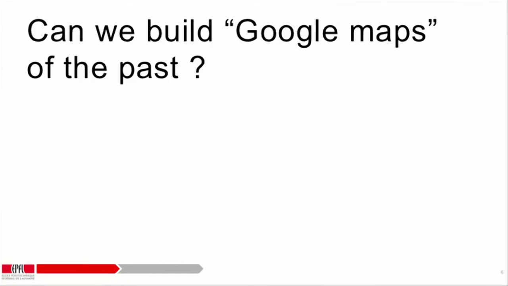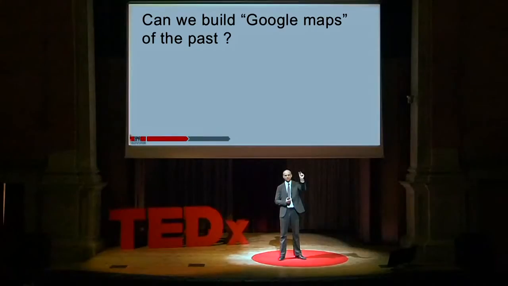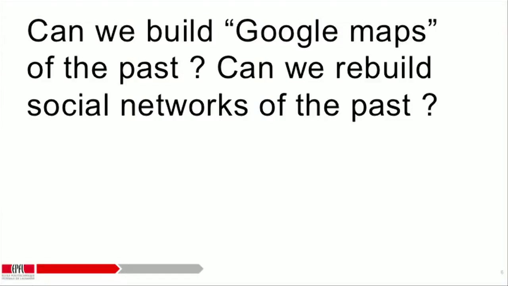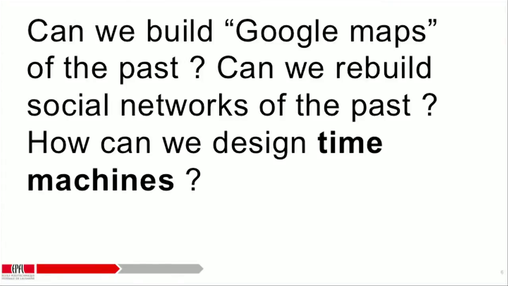In my lab, we develop tools to travel not only in space, but also through time. The kind of question we're asking is: is it possible to build something like a Google Map of the past? Can I add a slider on top of Google Map and just change the year, seeing how it was 100 years before, 1,000 years before? Is that possible? Can I reconstruct social networks of the past? Can I make a Facebook of the Middle Ages? So can I build time machines?